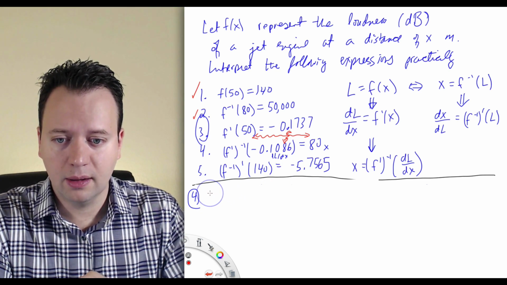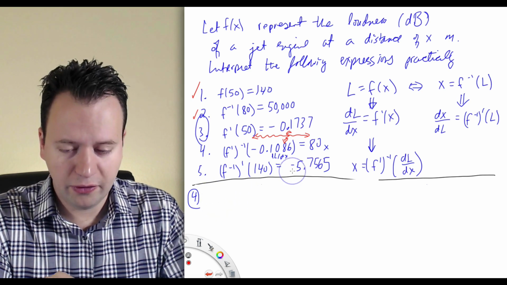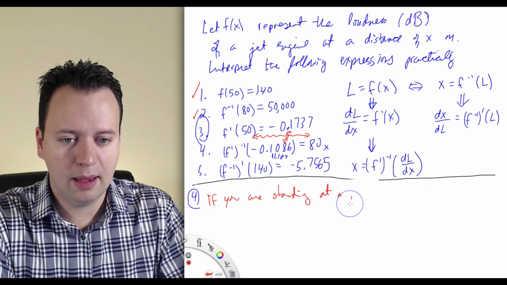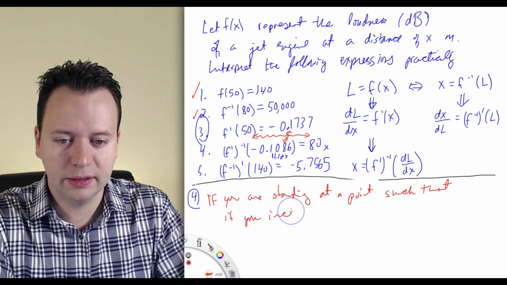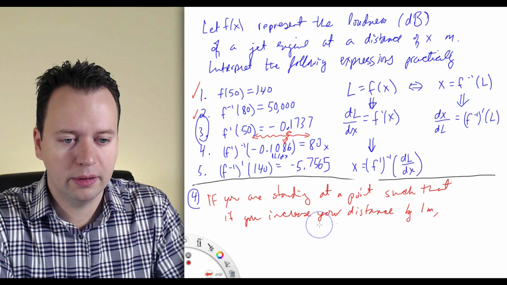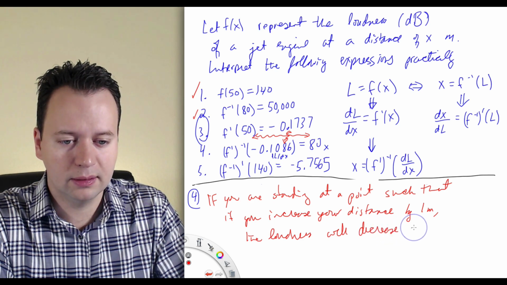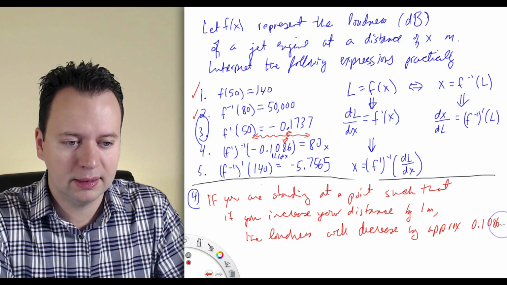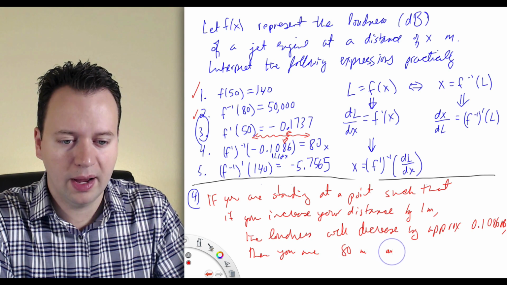So we'll say, if you are standing at a point such that if you increase your distance by 1 meter, the loudness will decrease by approximately 0.1086 decibels, then you are 80 meters away.